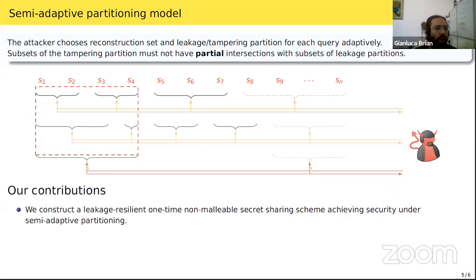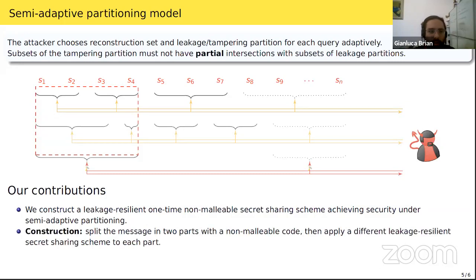In this setting, we construct a leakage-resilient one-time non-malleable secret sharing scheme that achieves security against this kind of attacks. And our construction involves a non-malleable code that splits the secret in the left part and the right part. And then we apply a different leakage-resilient secret sharing scheme to each of the two parts. And finally, we pack each left share with the respective right share to obtain the final shares.